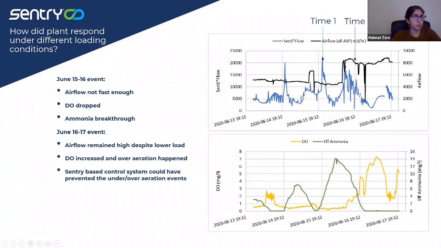June 16 to 17, the second first flush is happening. The airflow responds to that. But then afterwards, when the flow is no longer concentrated, the airflow is still remaining high, although it was not needed. So again, it was not fast enough to respond to the decrease in load. Therefore, it remained high, and as a result, we are seeing an increase in the DO concentration, and the DO increased to 7 milligrams per liter. So this shows that a SENTRY-based control system could have prevented these under aeration or over aeration events.